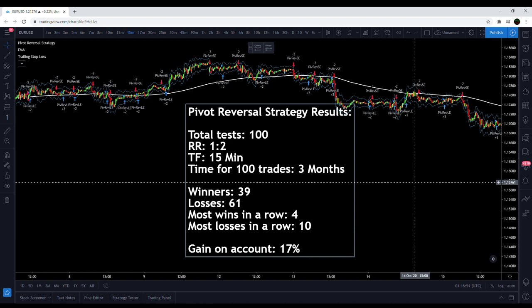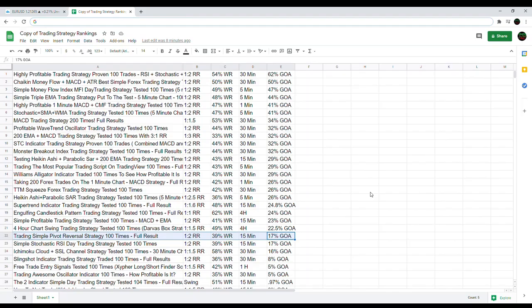I'll pop up the spreadsheet so you can see where it falls, but it's in the bad category, upper range of that bad category. Anything under 20% gain on account falls in the bad category. So here it is, pivot reversal strategy. Not a good one. All right, so here's the pivot reversal strategy on the spreadsheet, falling right at the top of the line of the bad section of the spreadsheet. So anything below 20% gain on account is considered the bad section for these tests.